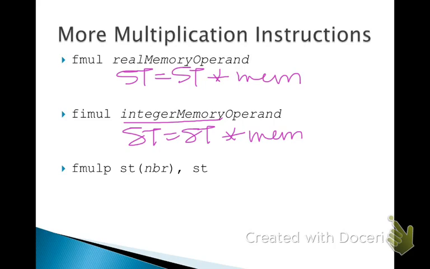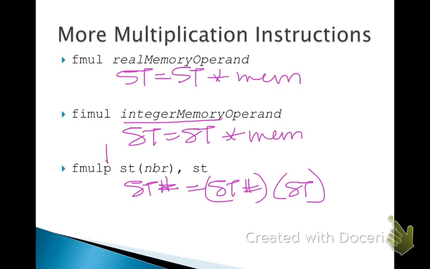And in the last case, I'm going to calculate stack top times stack top number, putting the result of the product in stack number. But this one has the P, so it's going to pop stack top after it completes the instruction. Okay? Division.